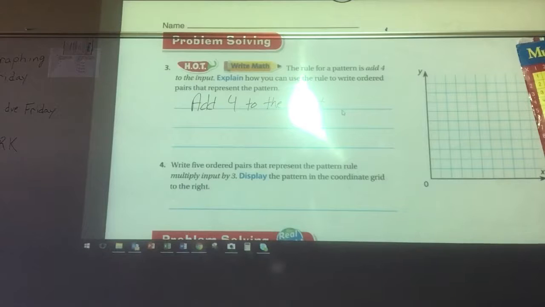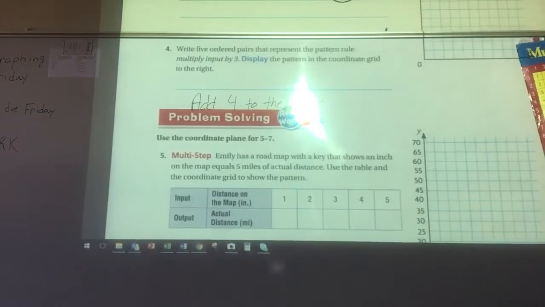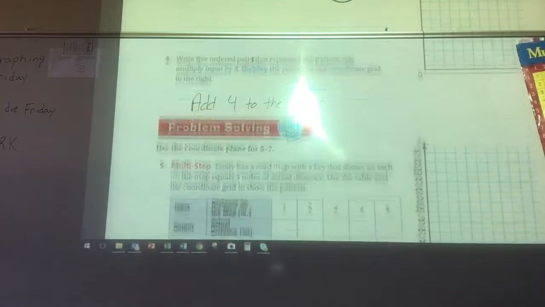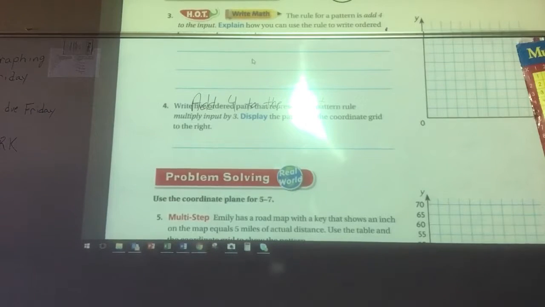Please don't shake the chair. Yes, ma'am. So why does it say hot? Because hot means you should know it. Okay. What does hot mean? Higher order thinking.